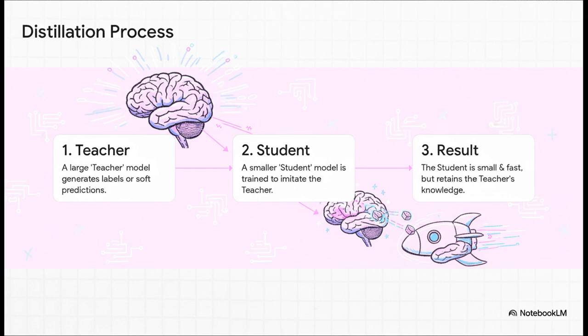Knowledge distillation, now this one is just really clever. You basically set up a mentor-protege situation. You take a big, powerful teacher model, and you use it to train a much smaller student model. The student literally learns to think like the teacher, and it ends up with all that intelligence but in a much more compact, efficient body.